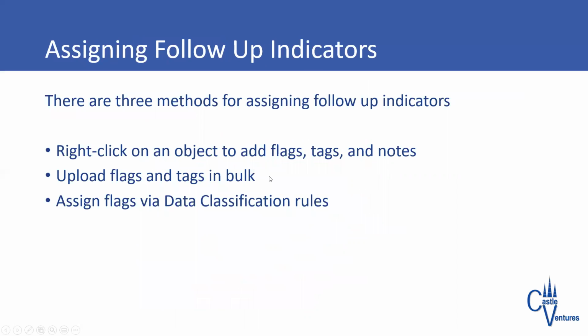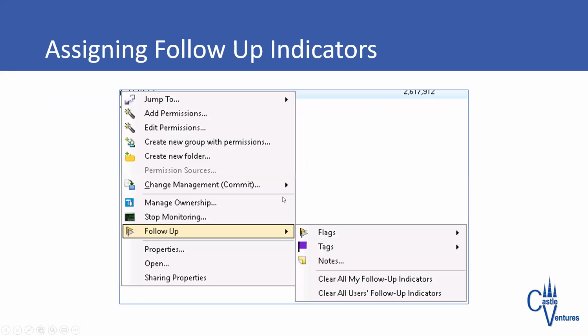All right. Once they're in your system, there are 3 methods that you can assign follow-up indicators, and that's how Varonis refers to these objects. There are 3 ways that you can assign them to an object. You can right-click on an individual folder and apply those flags, tags, and notes. You can upload flags and tags in bulk, and you can assign those flags in data classification rules. And all 3 of them are useful in various ways, and we'll talk about that.